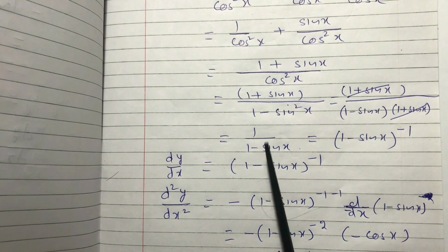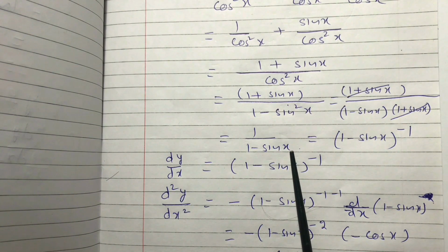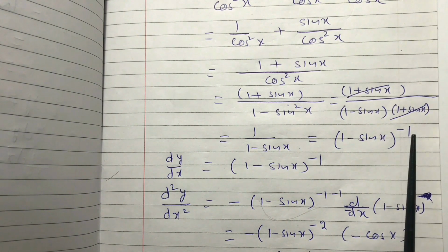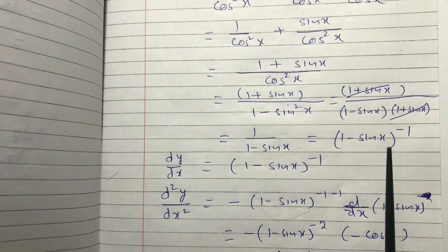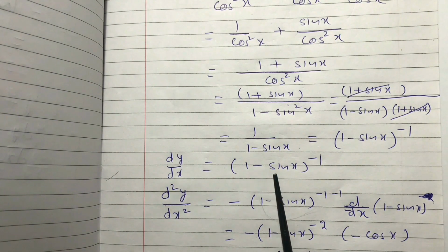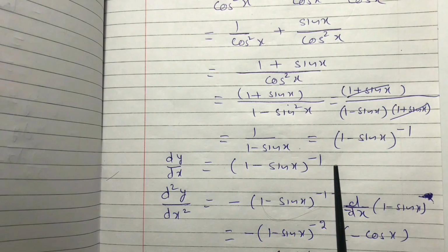I am left with 1 upon 1 minus sin x. This is equal to 1 minus sin x raised to power minus 1. This thing can be written as this. Now I have dy by dx as 1 minus sin x raised to power minus 1.